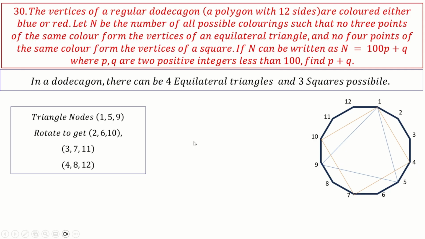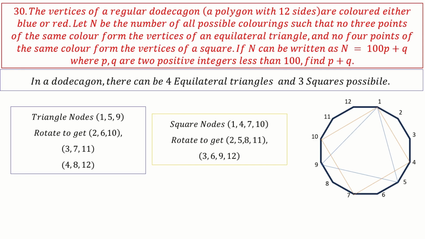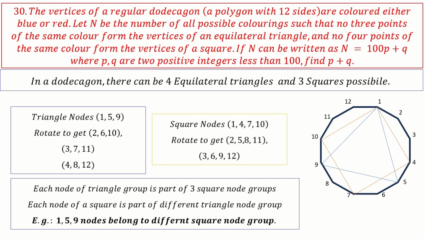And what are the nodes possible? Triangle nodes are 1, 5, 9, and rotating it you get 2, 6, 10, then 3, 7, 11, and 4, 8, 12. Similarly, square nodes are 1, 4, 7, 10. Rotate, then you get 2, 5, 8, 11, and 3, 6, 9, 12. Once you have this basic understanding of how this dodecagon is placed, and how the equilateral triangles and squares are formed, now let's get into the problem.